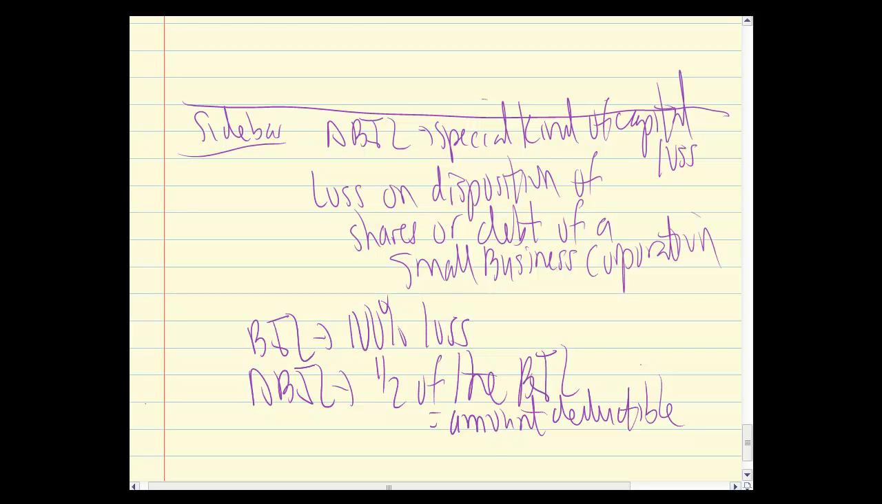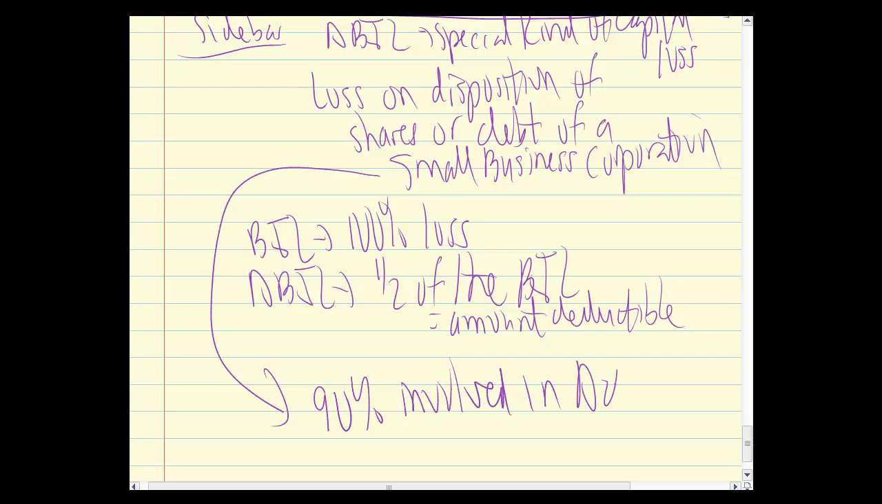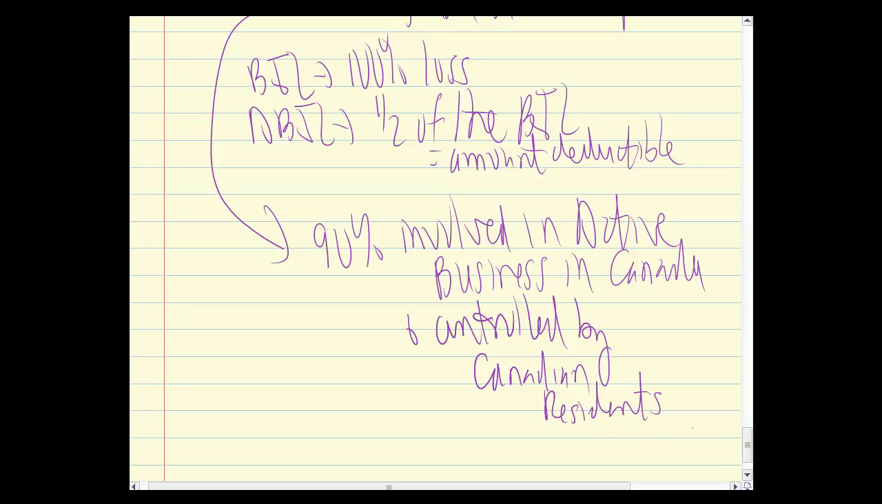The only other thing I would say is, anybody know what a small business corporation is? I'll just give you a real quick sidebar, you're going to see this again. 90% involved in active business in Canada. Remember, we've talked about how the government likes to promote active business? That's the type of business you're looking at. And controlled by Canadian residents. It's not nearly as important for this course. Okay? You'll see that again in 18 months when you do that course, when you talk about qualified small business shares.